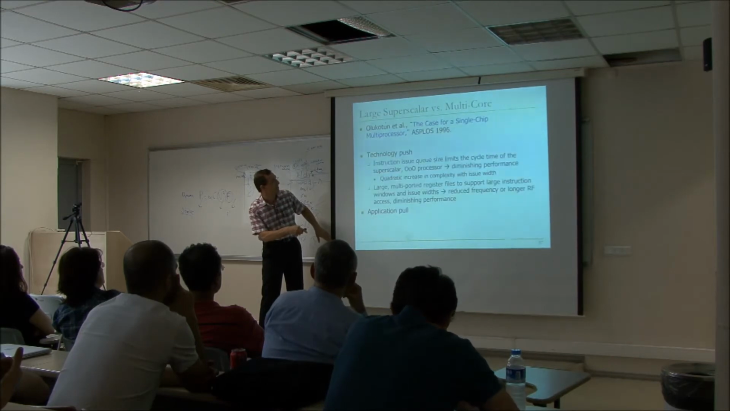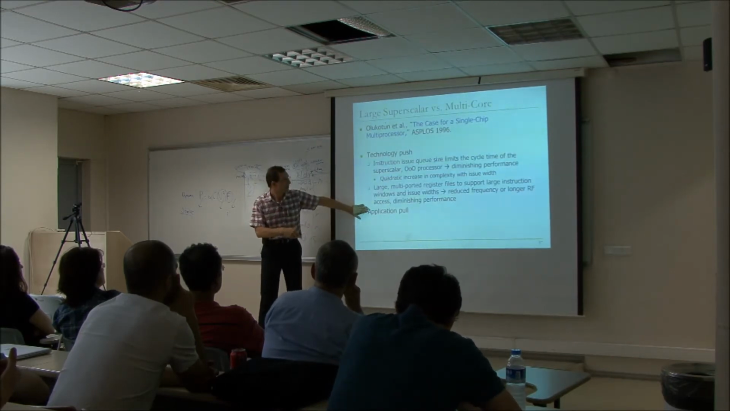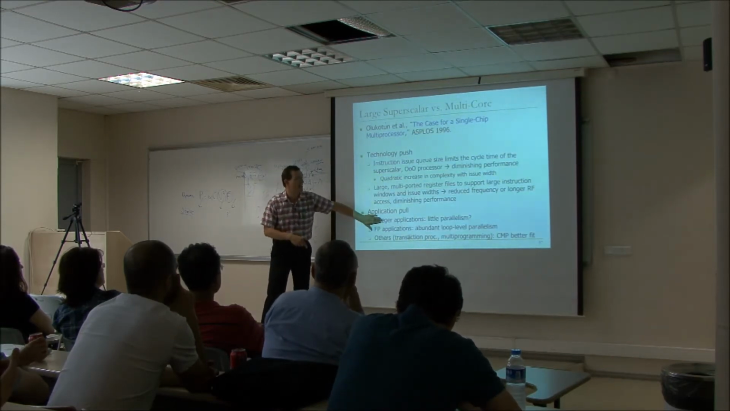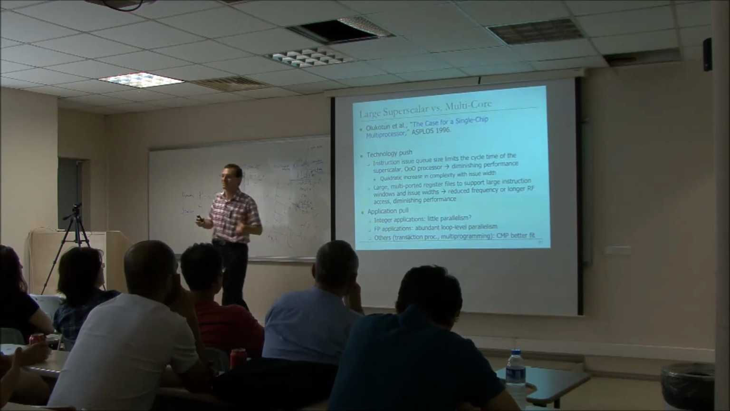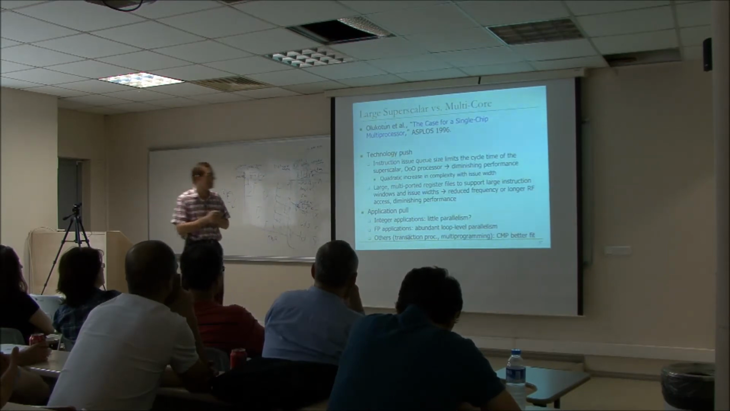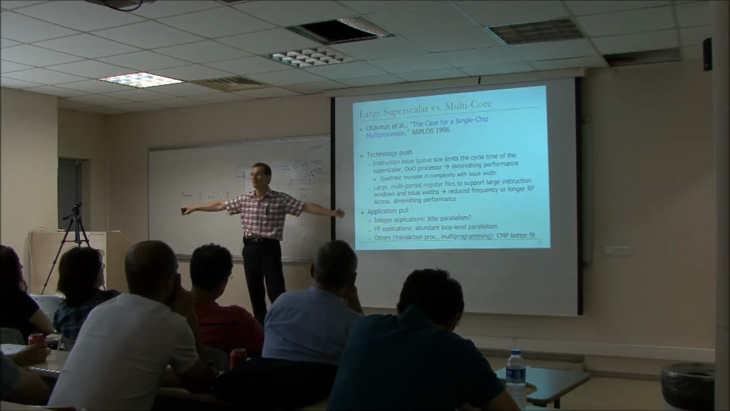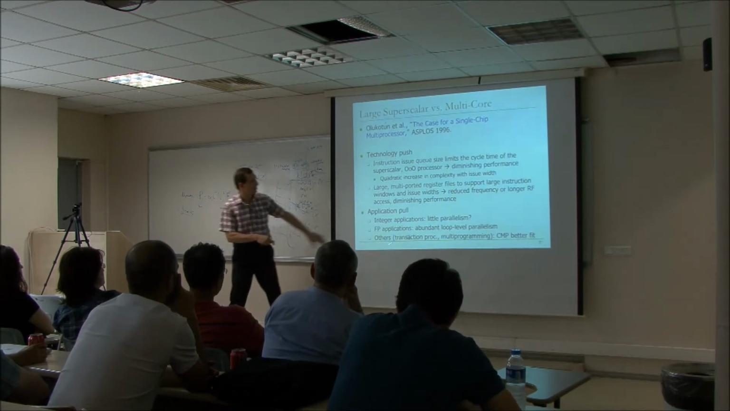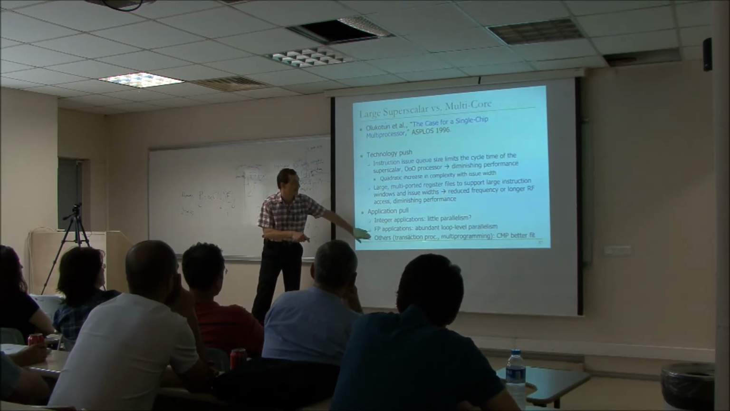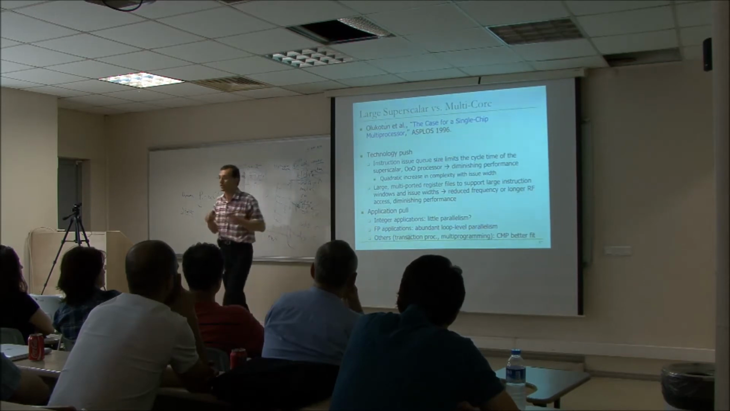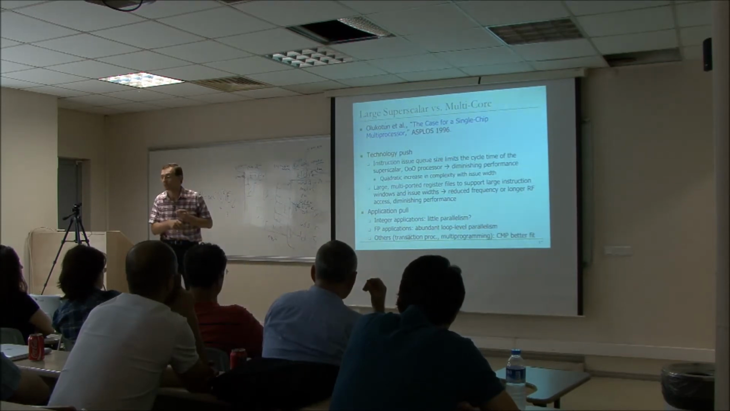And also there was the application pull, which is potentially true at the time. Integer applications, they found that there was little parallelism, which is arguable, actually. Floating point applications, they found that these could be easily parallelized because there's an abundant loop level parallelism. And they also looked at other applications like transaction processing and multi-programming. They found that CMP, chip multiprocessing, is a better fit for those applications.